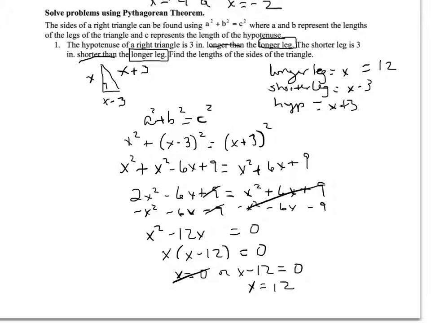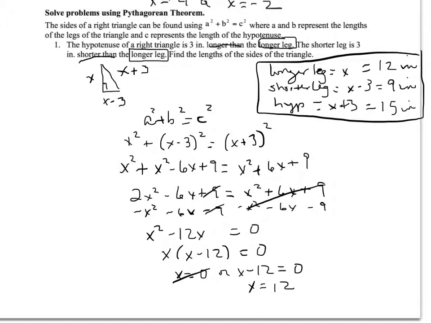Now when I read that problem, don't forget this is where units will come back in. It speaks of the hypotenuse being 3 inches longer than the longer leg. That tells me my unit of measure is inches, so it's 12 inches for the longer leg. The shorter leg is 12 minus 3, which is 9 inches. And that would make my hypotenuse 12 plus 3, which is 15 inches. And I have now defined and solved for all 3 sides of the triangle.